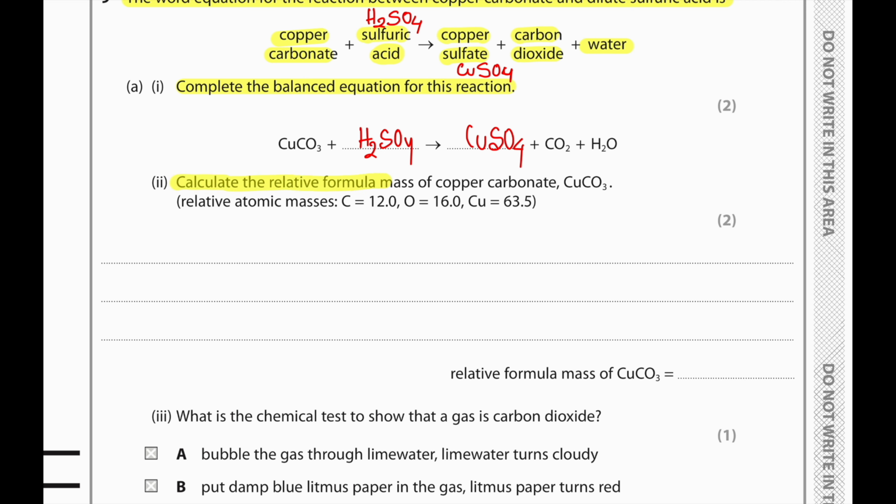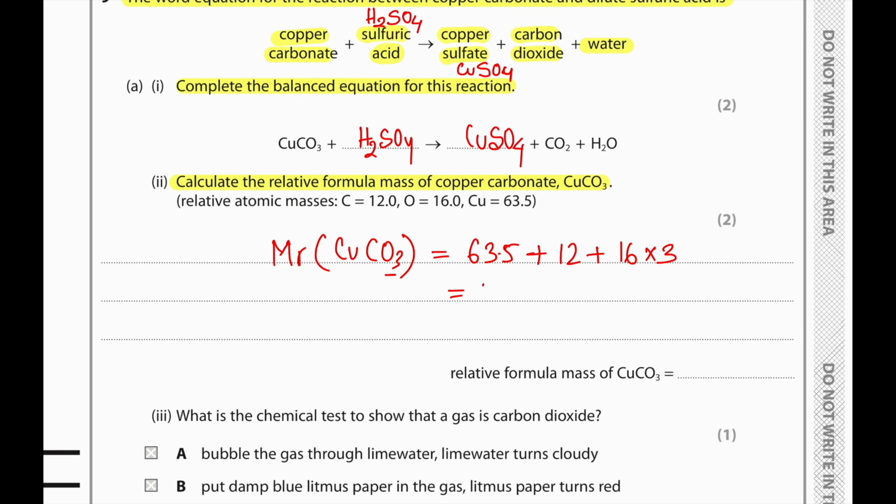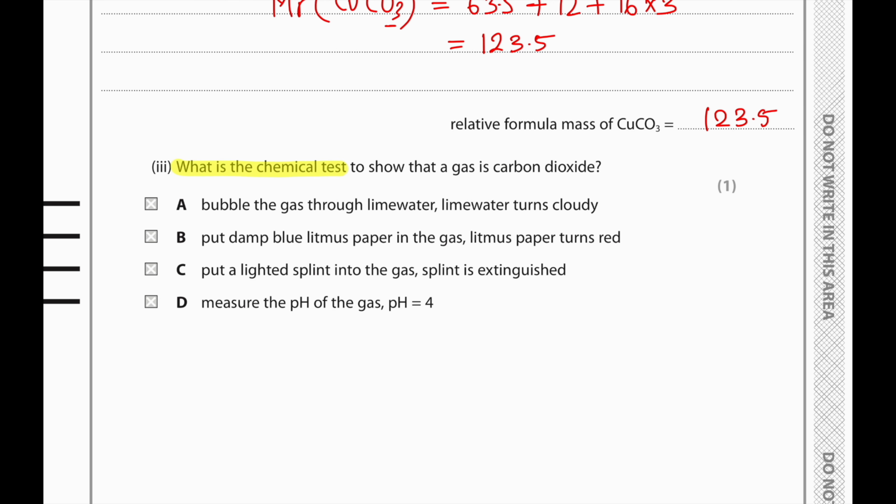Calculate the relative formula mass of copper carbonate. To find relative mass, we'll write Mr CuCO3 and take individual values of those elements. Copper 63.5, carbon 12 and oxygen 16, but then there are 3 oxygens, so 16 times 3. When we add this up, this gives us a value of 123.5.